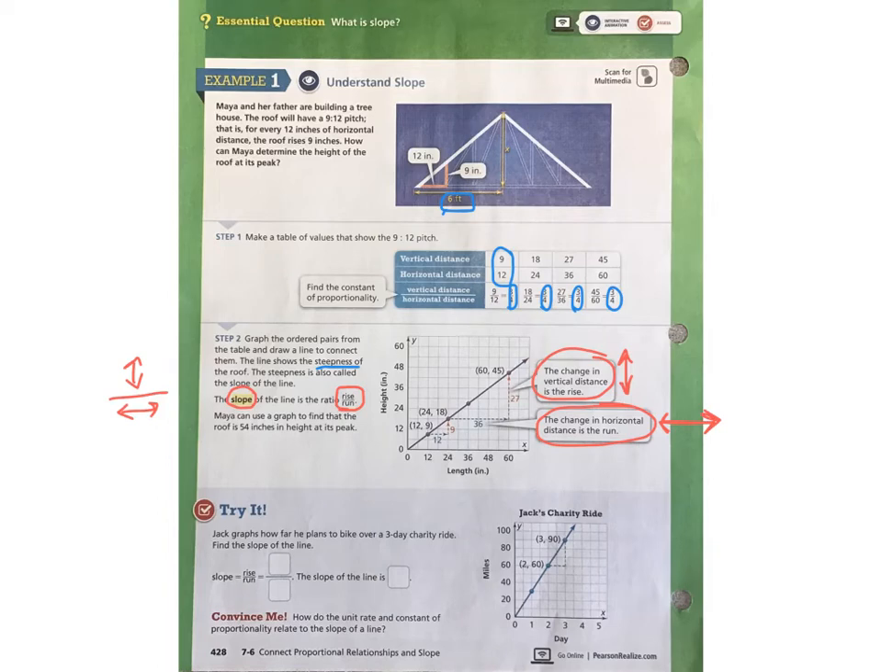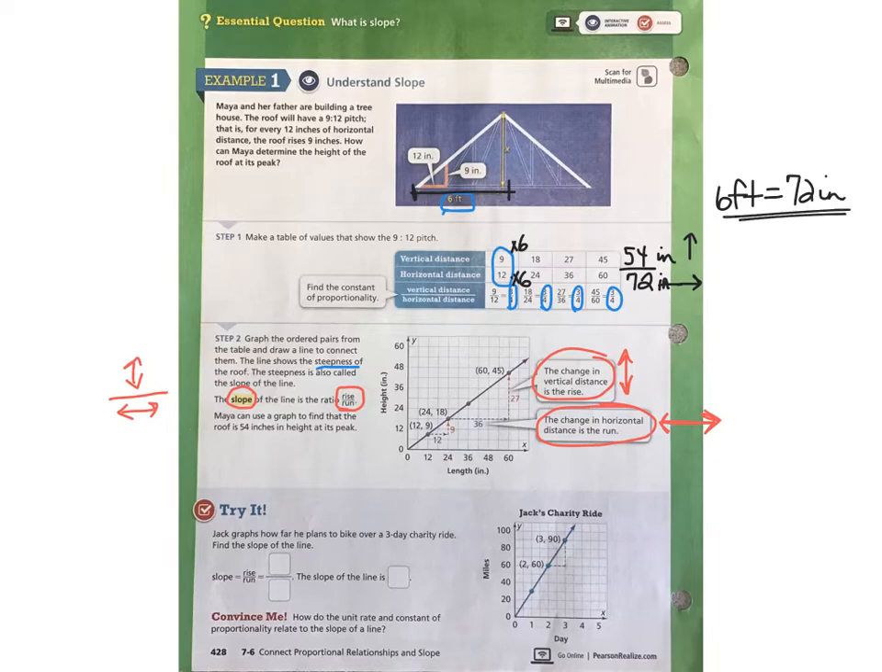Maya can use the graph to find that the roof is 54 inches in height at its peak. Remember, because the initial distance between the edge of the roof line and the center of the roof line is 6 feet, you're going to have to move over a total of 6 times for that vertical distance and 6 times for the horizontal distance. That's where you get these 54 inches in height for 72 inches in horizontal movement, because your 6 feet is the same as 72 inches.